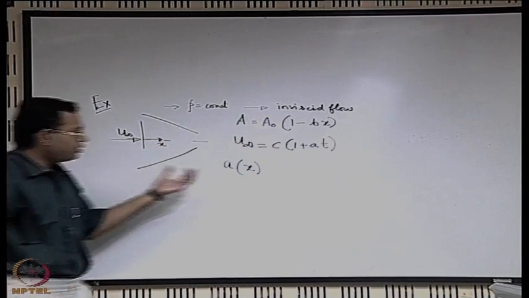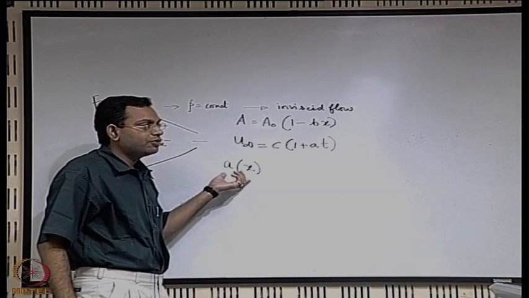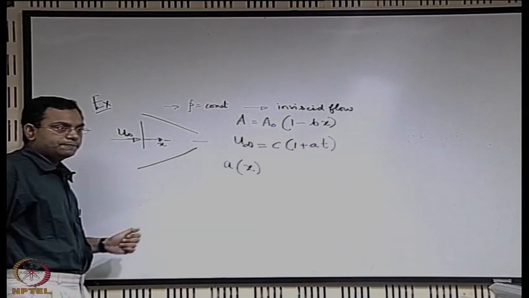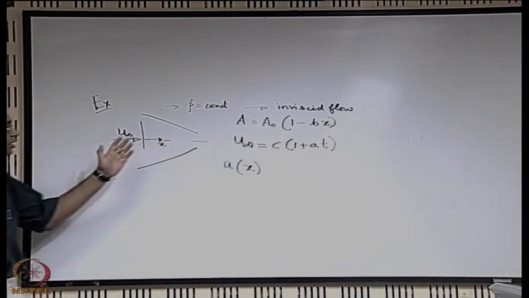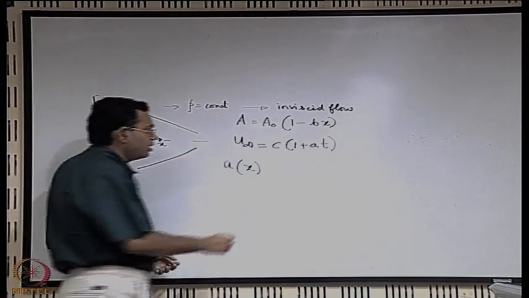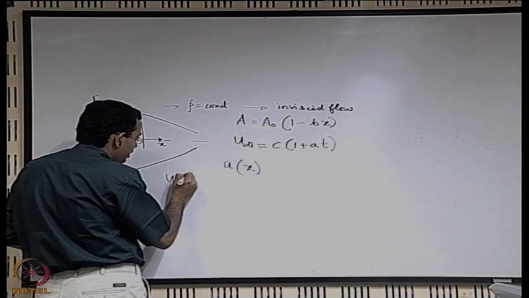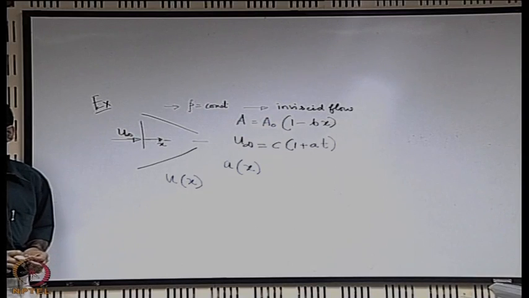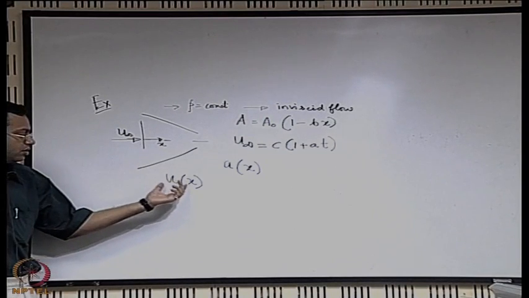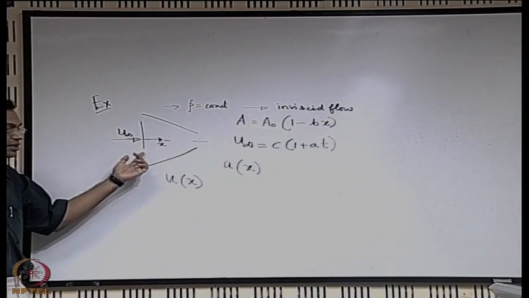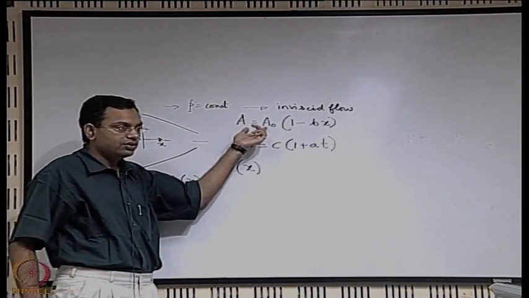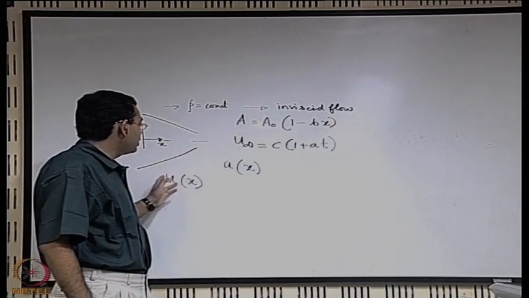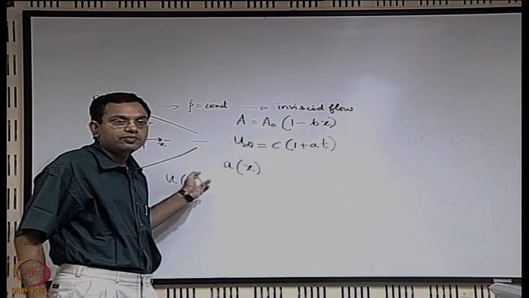Now, to find out the acceleration, we have to go step by step. We have to first find out what is the velocity. How do we find out the velocity here? If you are given this information, how do you find out the velocity, say u at a given x? You know the u at x equal to 0, you know the A at x equal to 0, you know the A at some given x. So, you can relate that with u at a given x through the integral form of the continuity equation.